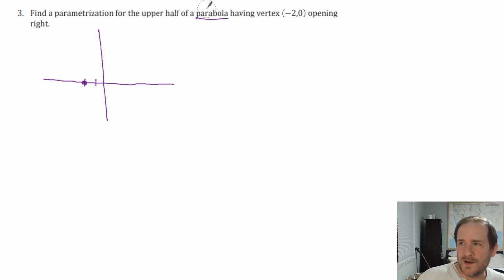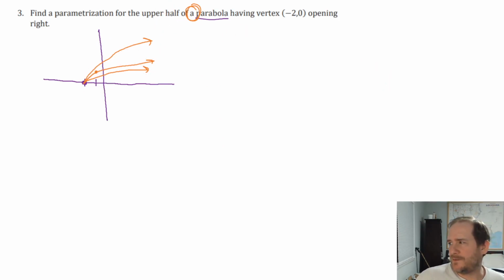Now it says a parabola. I know I harped on that in class, but the fact that it says a parabola means there's lots of parabolas, right? I could do the one that goes over 1 and up 1. But if you wanted to model a parabola that was sort of wider, you could. If you wanted to model one that was skinnier, you could. Doesn't really matter.